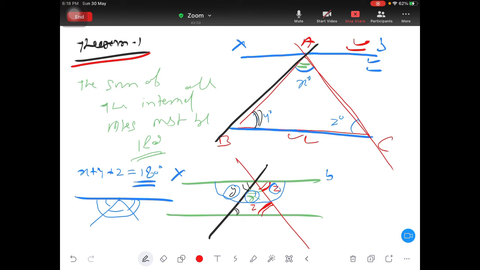So that's why, what is X? X is here. What is Y? Y is here, but actually Y is this. So this is the Y. And what is Z? Z is here, but actually Z is here. It means Z is here. So if you are adding this and this, you are getting 180. So it means if you add this and this, you will be getting 180 degrees.